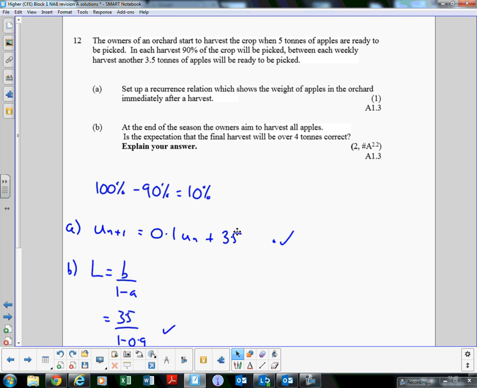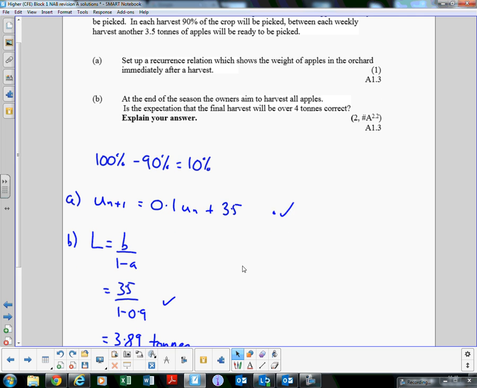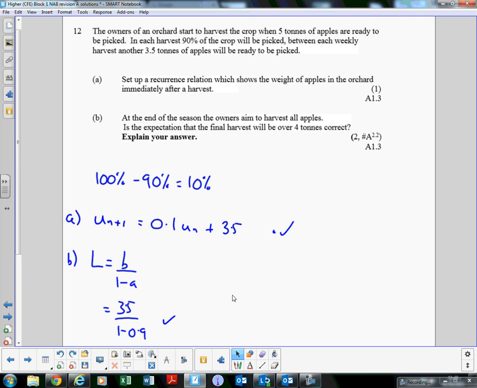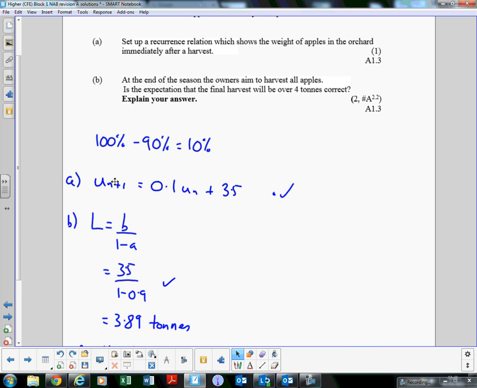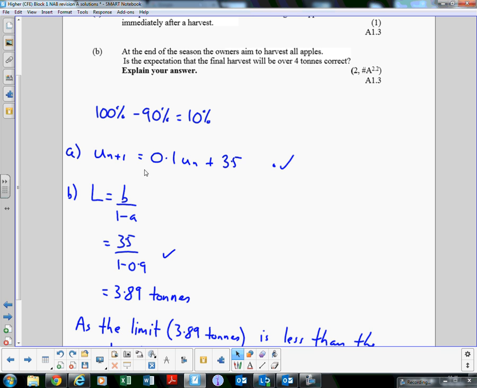Obviously at harvest time, apples are still growing, just in the context of the question there. So there's our recurrence relation. At the end of the season, the owners aim to harvest all apples. Is the expectation that the final harvest will be over 4 tons correct? Well, let's look at the long-term limit of this. So we have our values of a and b. We have our limit formula. The limit is b over 1 minus a. So just substituting in, we have 3.89 tons.